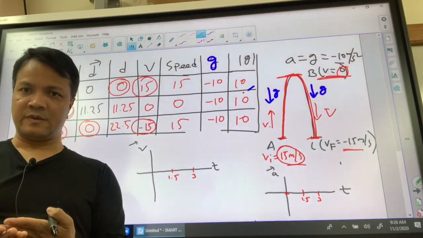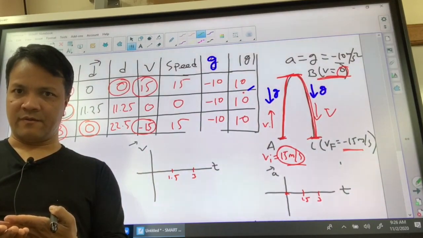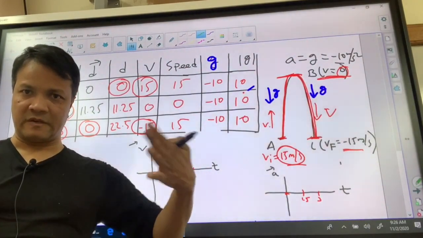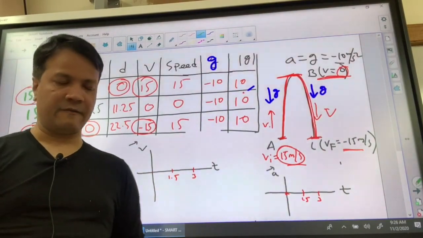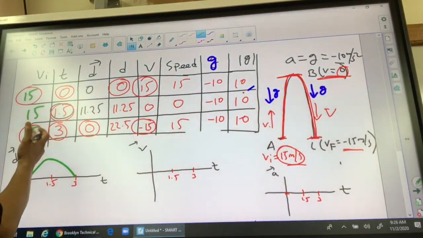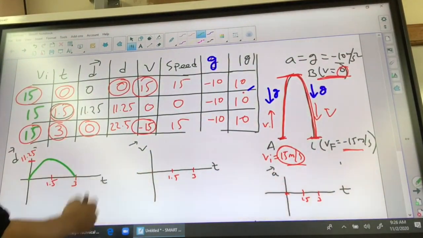It leaves 1 meter above the ground, and it lands 1 meter above the ground. In other words, it lands at exactly the same height it leaves. Okay, good. This is the distance versus time graph. Now we're going to convert it to the velocity versus time graph.